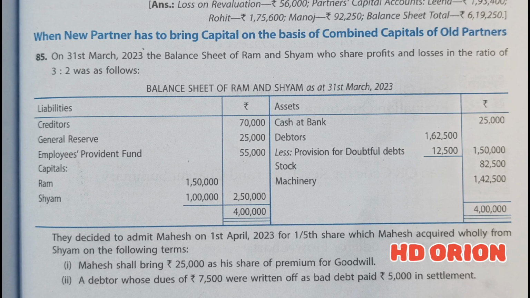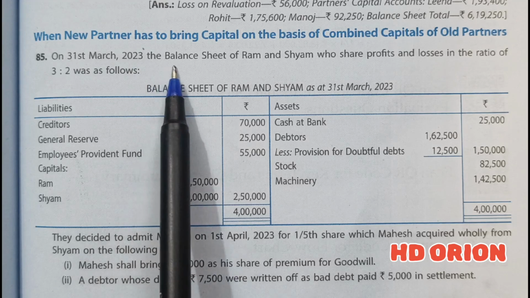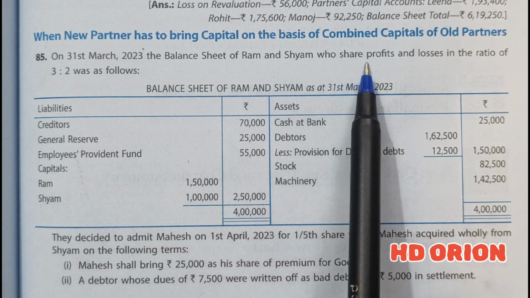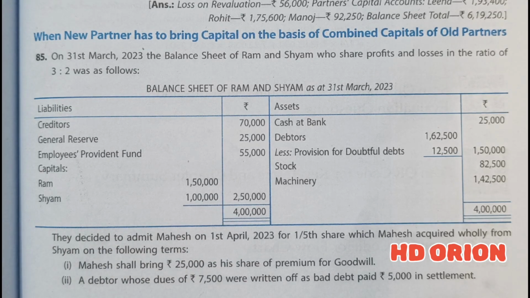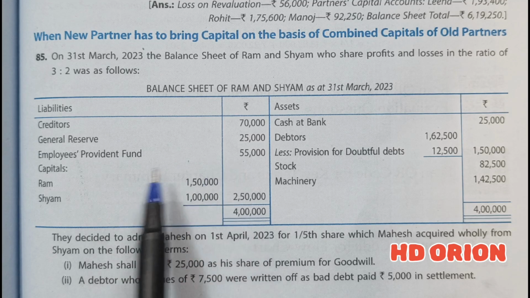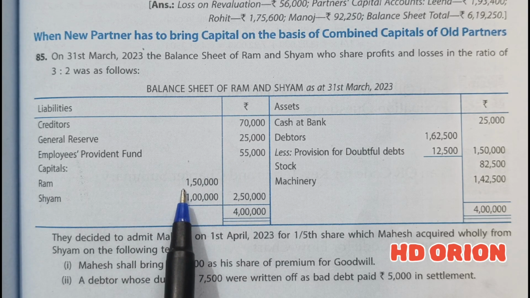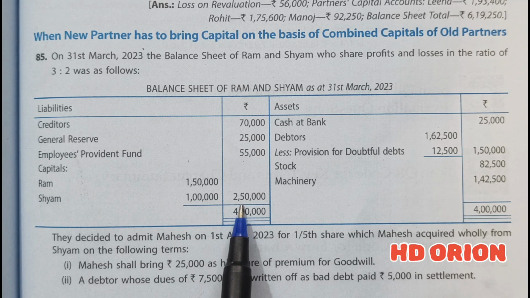And I hope that you have watched all the previous videos and you have got all your concepts clear. Now, on 31st March 2023, the balance sheet of Ram and Shyam, who share profits and losses in the ratio of 3:2, was as follows. Here is the balance sheet given, as of the last day of the financial year. Creditors rupees 70,000, general reserve rupees 25,000, employees provident fund rupees 55,000, capital of Ram rupees 1,50,000, Shyam rupees 1 lakh. Total capital is 2,50,000.